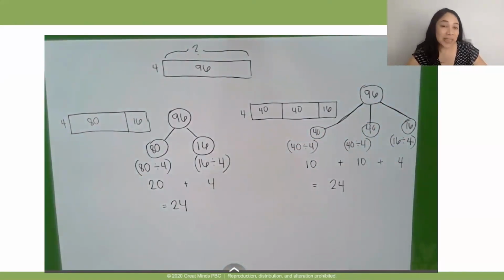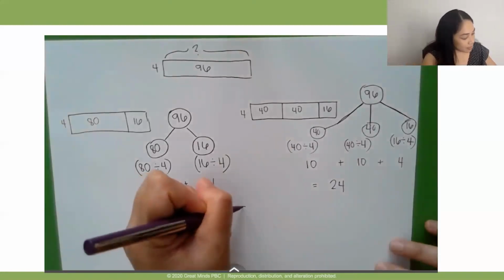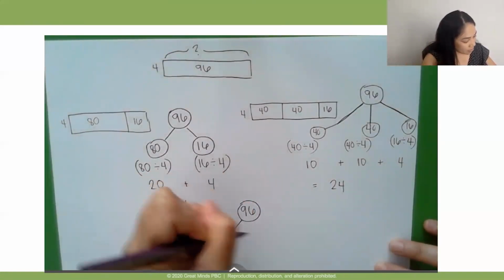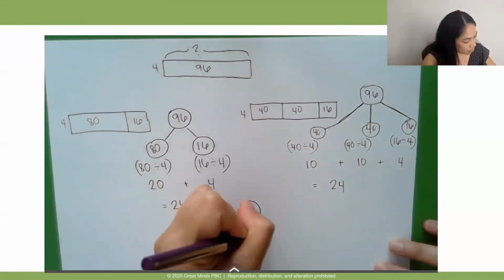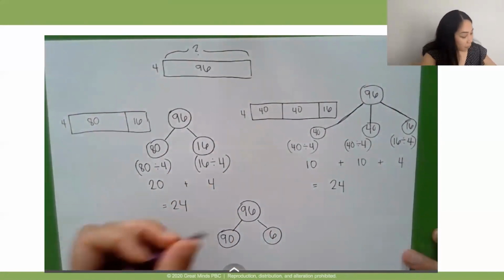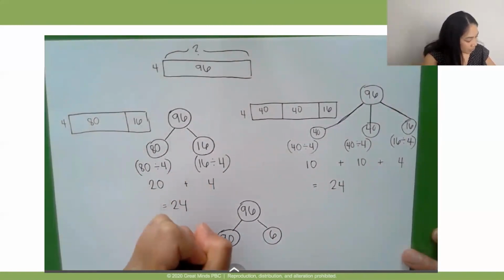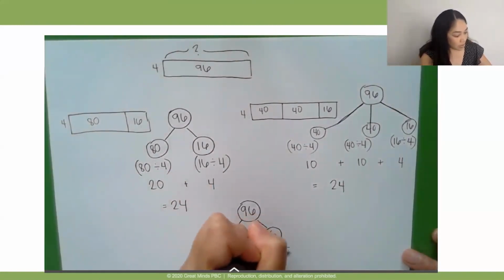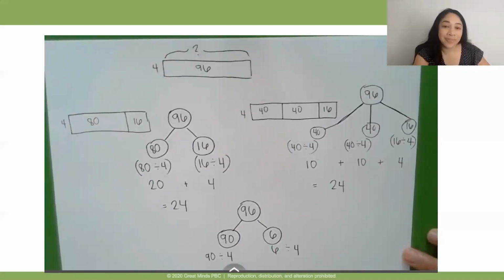You know, there are so many ways that we can decompose 96, but why didn't I decompose 96 as 90 and 6? Well, if we divided 9 tens by 4 and 6 ones divided by 4, we would end up getting a remainder with each one.